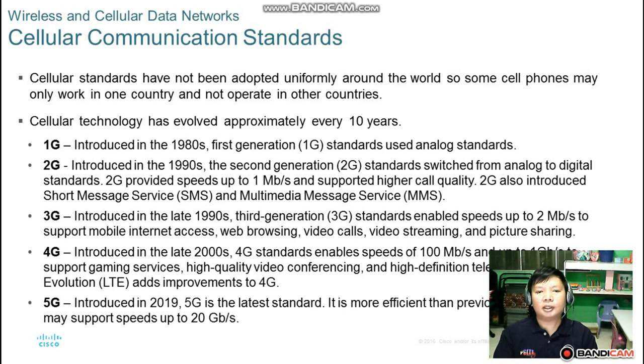3G was introduced in the late 90s, the third generation. 3G standards enable speeds up to 2 Mbps to support mobile internet access, web browsing, video calls, video streaming, and picture sharing. 4G was introduced in the late 2000s. 4G standards enable speeds of 100 Mbps and up to 1 Gbps, supporting gaming services, high-quality video conferencing, and high-definition television. Long-term evolution, or LTE, adds improvements to 4G. And 5G, introduced in 2019, is the latest standard. It is more efficient than previous standards and may support speeds up to 20 gigabits.